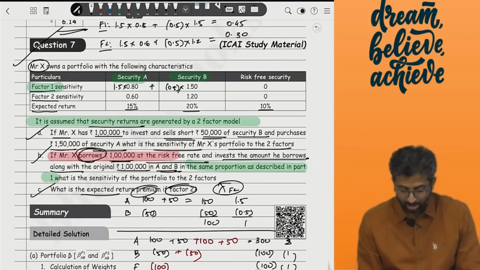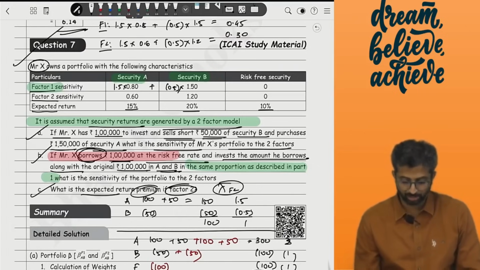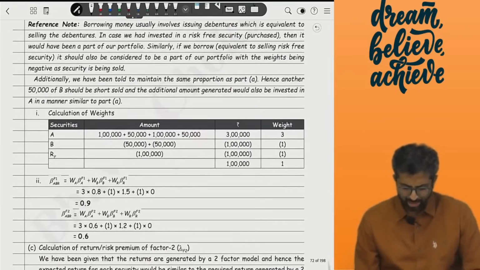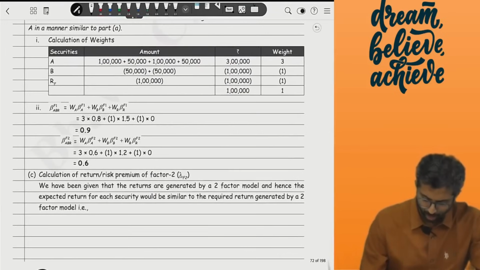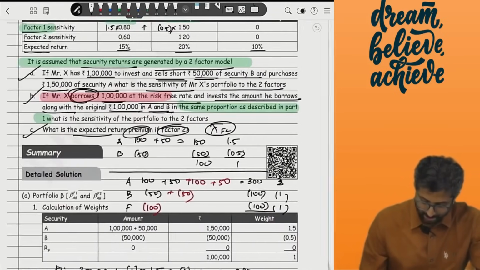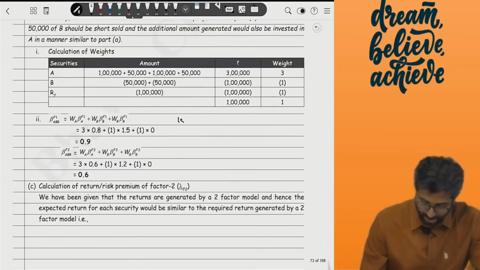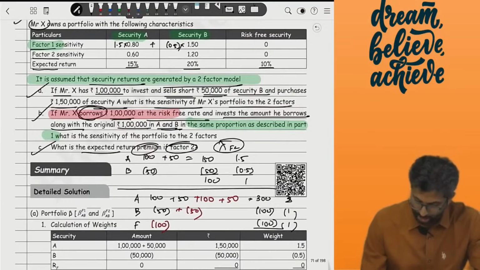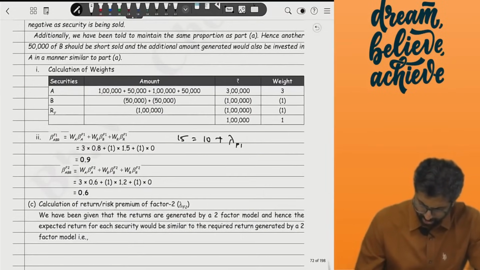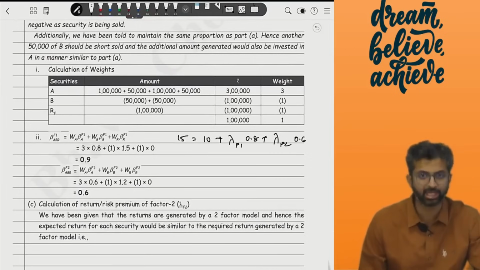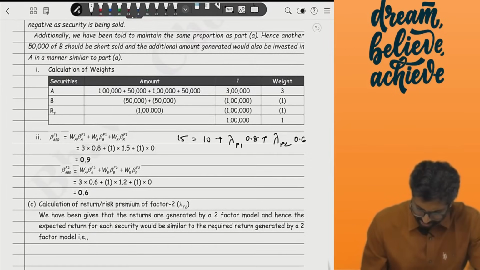Well, we have been given that the returns are generated by a two-factor model, factor 1 as well as factor 2, and hence if I were to use the APT formula, it will tell me that the return of security 1, that is 15%, will be RF, that is I think 10%, plus lambda of factor 1 into beta of factor 1. This is only and only for A, so that will be into 0.8, plus lambda of factor 2 into beta of factor 2 for A, that is 0.6. If I rephrase this, 10 I will take on the other side, so this will become 5.